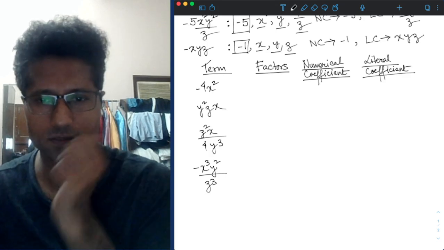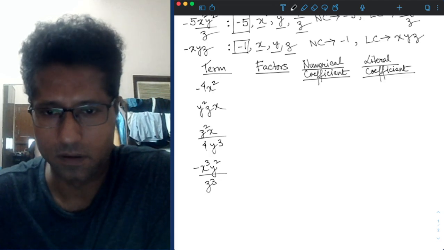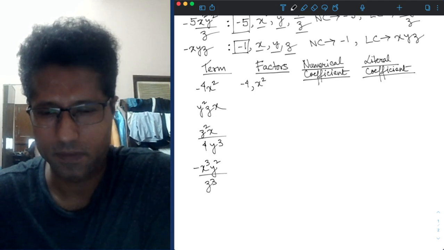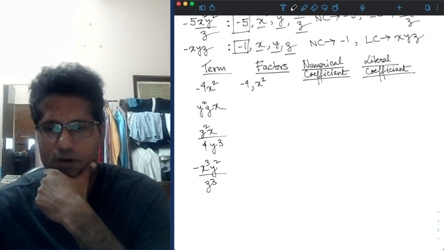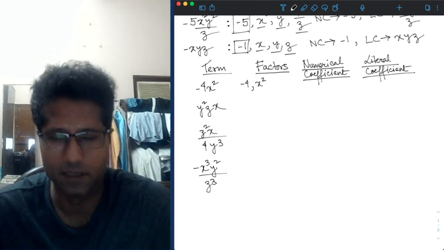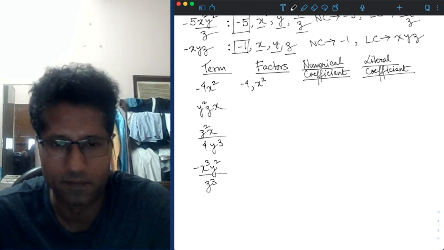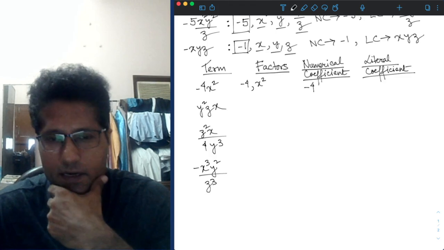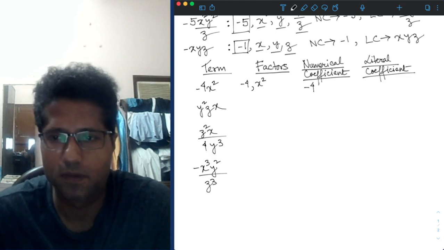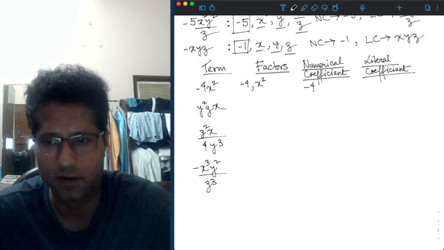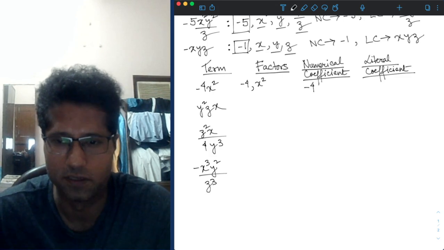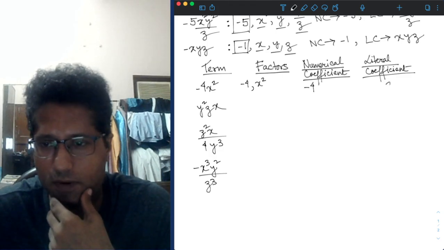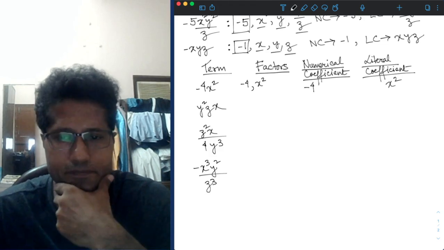So the first term, minus 4x square, has factors minus 4 and x square. What is the numerical coefficient? The numerical coefficient is the numerical factor of the term, and there is only one numerical factor of any term. So this is minus 4. What is the literal coefficient? Everything in the term except the numerical coefficient. So if you exclude minus 4 from the term, we are left with x square. So this is the literal coefficient.